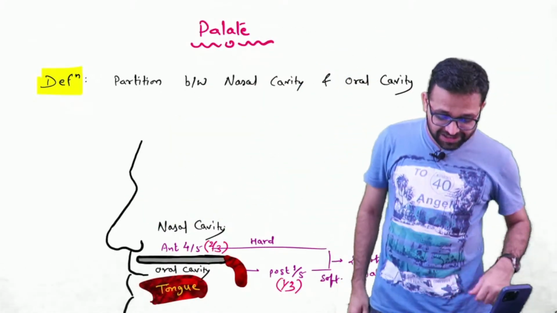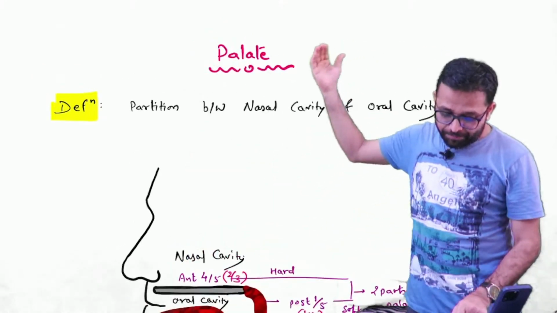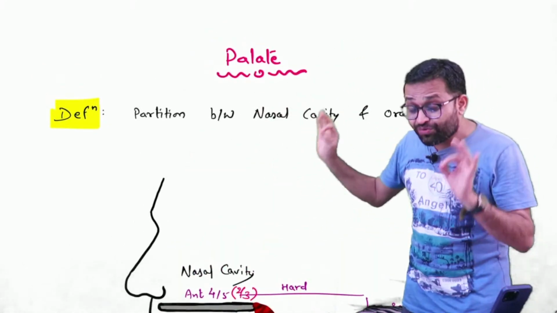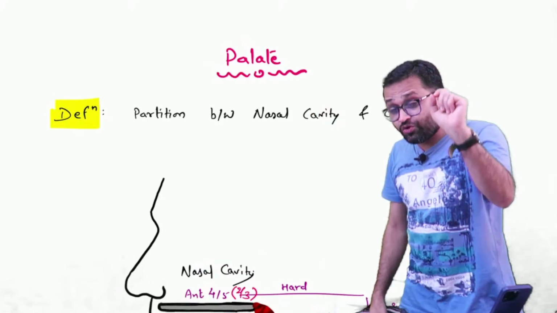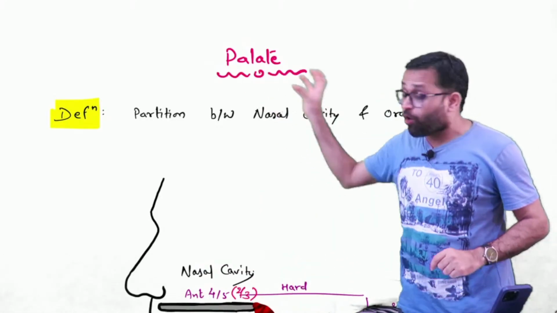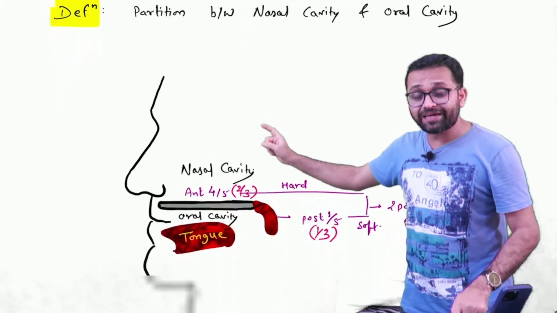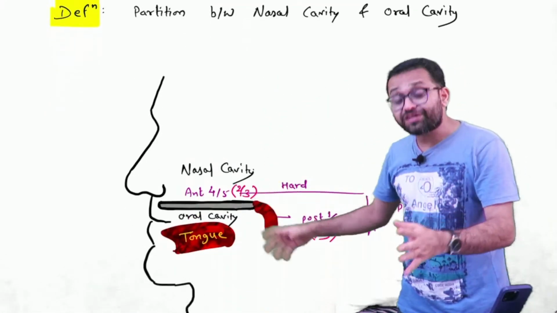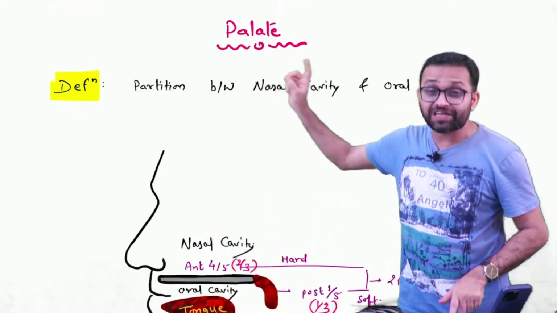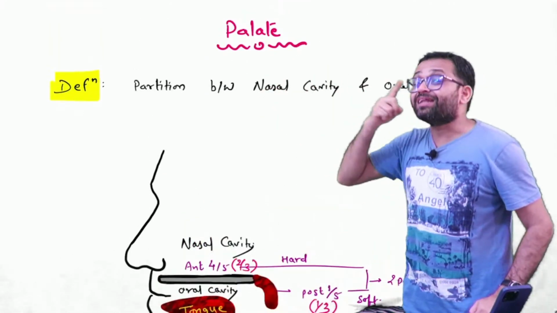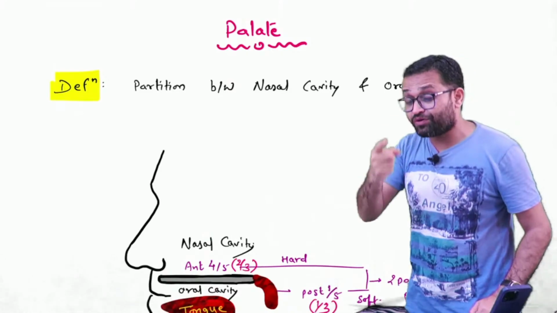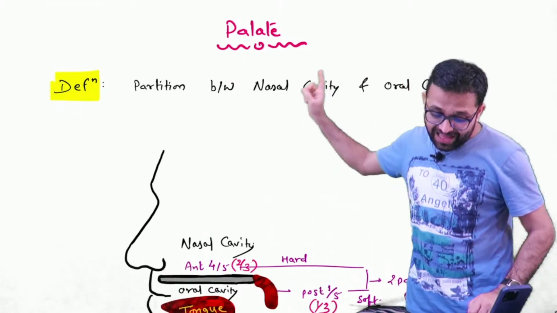So let's start this session. Sir, what is the palate? How to write it in the exam? As I told you, in your theory exam you have to write properly in points, with proper headings, with a well-labelled diagram, with a flow chart, with the clinical aspects. So first, the definition: partition between the nasal cavity and the oral cavity. Partition between the nasal cavity and the oral cavity, that is our palate.